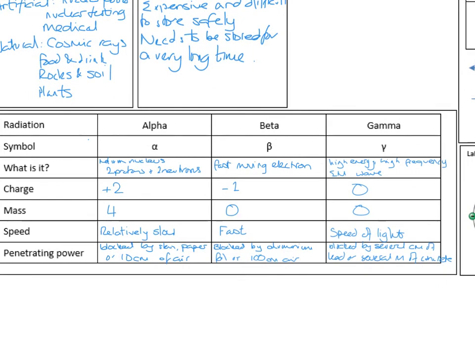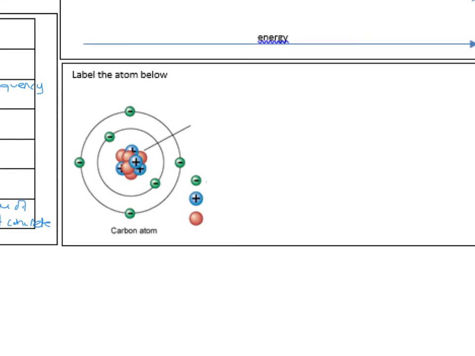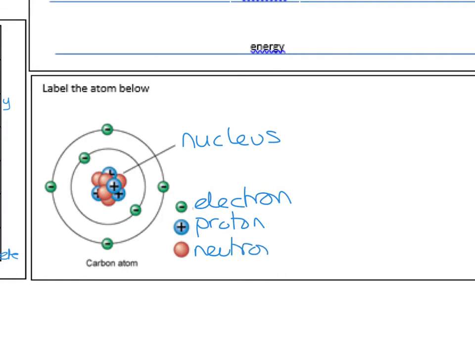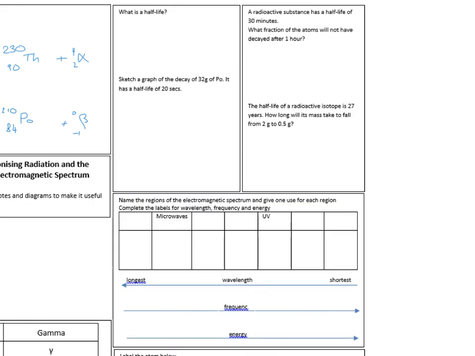Okay, we're going to move on to the bottom right hand corner, okay, where we've got our atom. Okay, so we need to label the atom. Okay, so first up we got minuses, pluses, and then no charge. Okay, so we should be able to work what those out. This is a carbon atom, we know that because it's got 6 protons. We know it's got 6 protons, it's got 6 electrons. Okay, and then we need to know that this is the nucleus. Okay, so okay, let's move up to the top now.